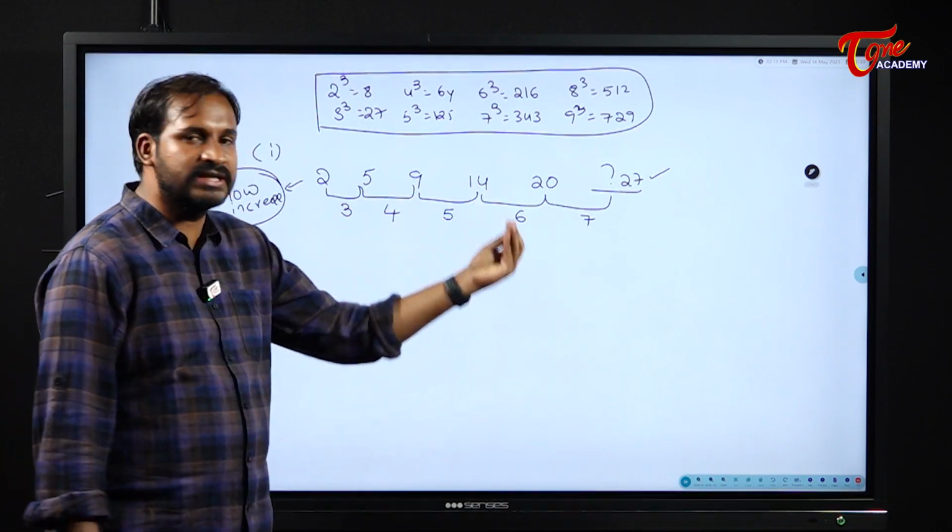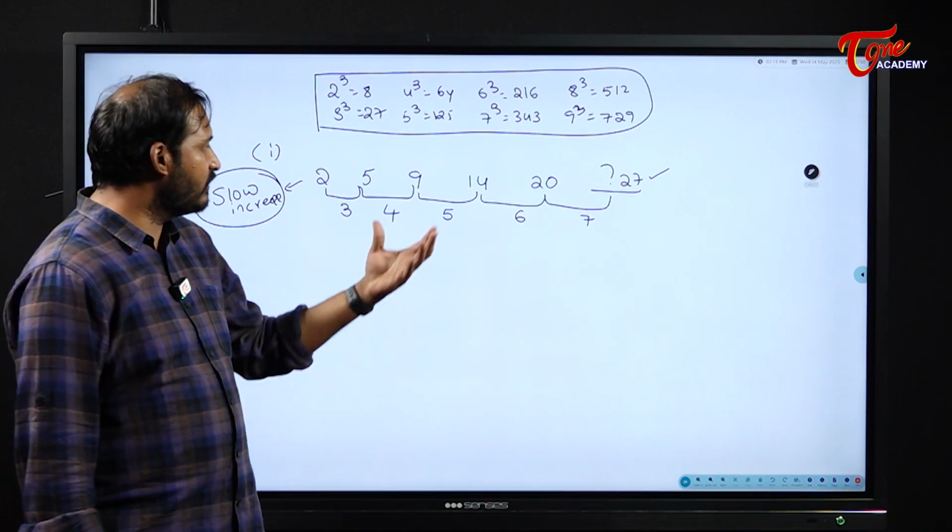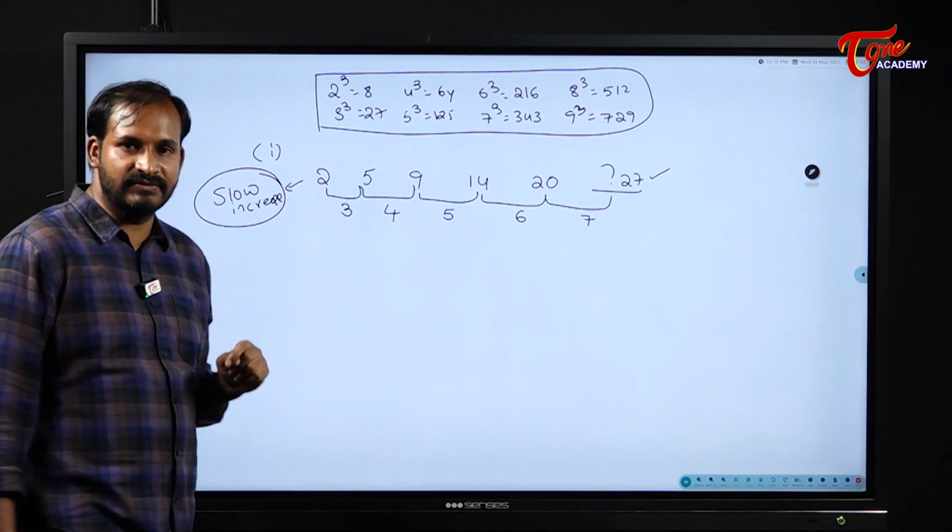If you observe the difference between the successive numbers, then easily you will get the logic of what they have done here. This is the first observation which we will make.